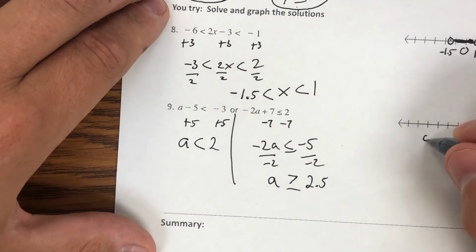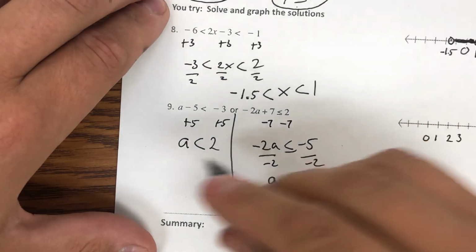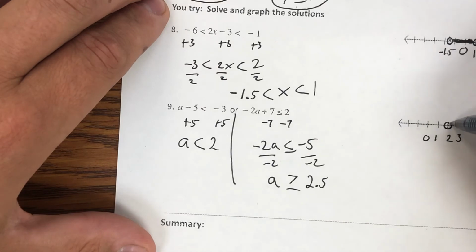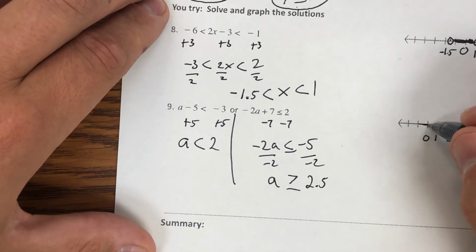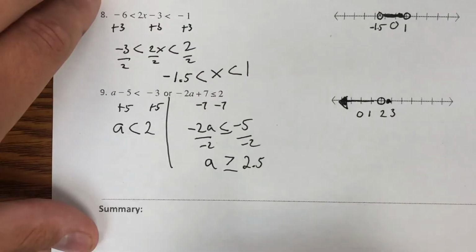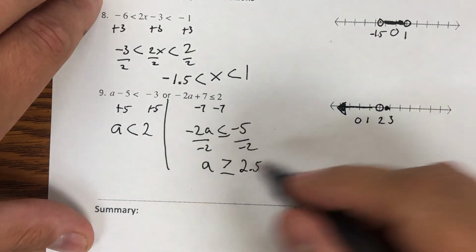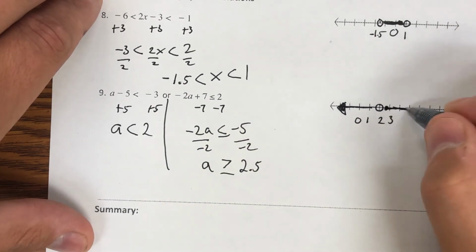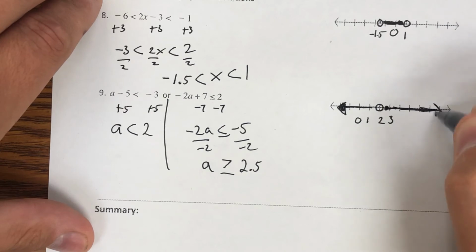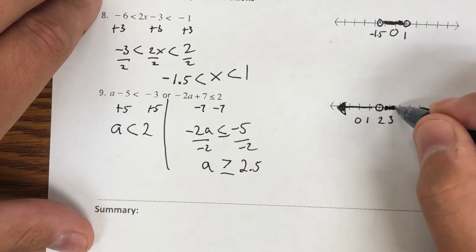So I'm putting 0 here. 1, 2, 3, going by ones. So at 2, it's an open circle. And at 2.5, it is a closed circle. This is awfully close together. All right. At 2, we're shading left because it says a is less than 2. And at 2.5, we are shading to the right because a is bigger. And like we said, typically the ORs shade in opposite directions.